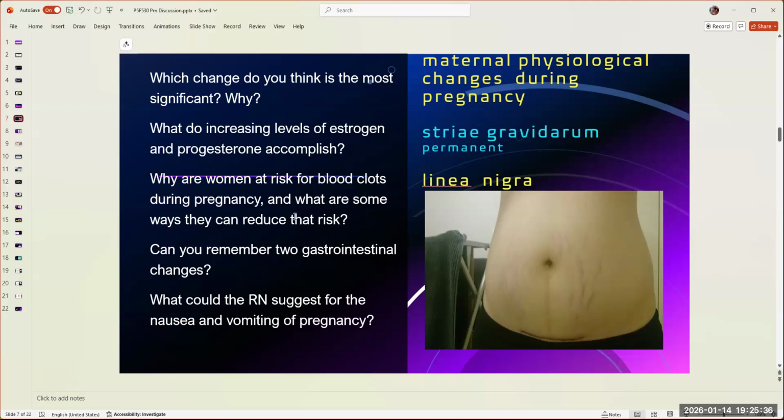Estrogen causes growth of the breast. They actually grow during pregnancy. They'll never be the same size after one pregnancy. The uterus, the same thing. Estrogen allows the uterus to grow. More uterine cells.